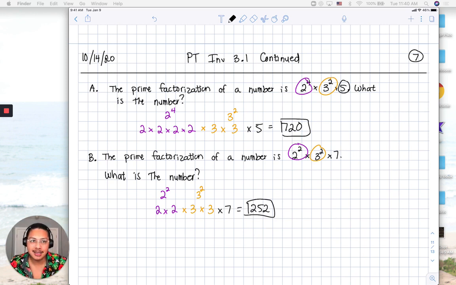All right, that's our notes on prime factorization. In the next lesson, we're going to see how prime factorization can help us find the least common multiple, and then in the lesson after that, we can see how prime factorization helps us find the greatest common factor.